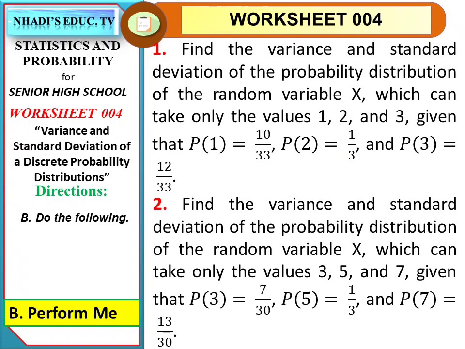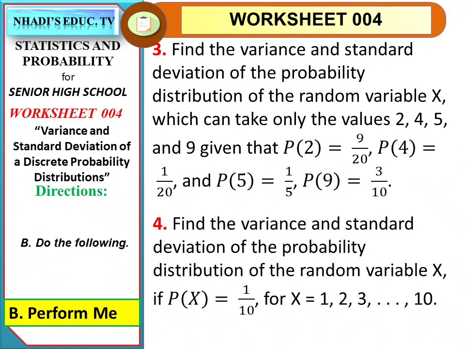Number 2, find the variance and the standard deviation of the probability distribution of the random variable x, which can take only the values 3, 5, 7, given that the probability of 3 is equal to 7 over 30, the probability of 5 equals 1/3, and the probability of 7 equals 13 over 30.